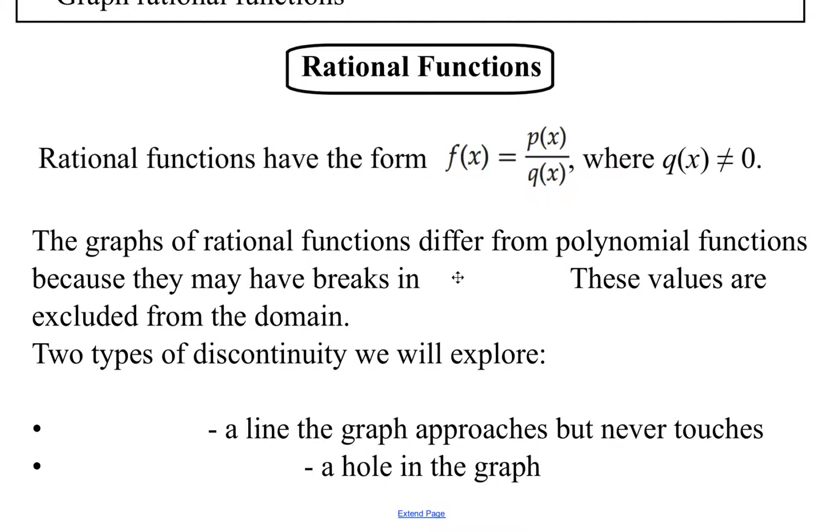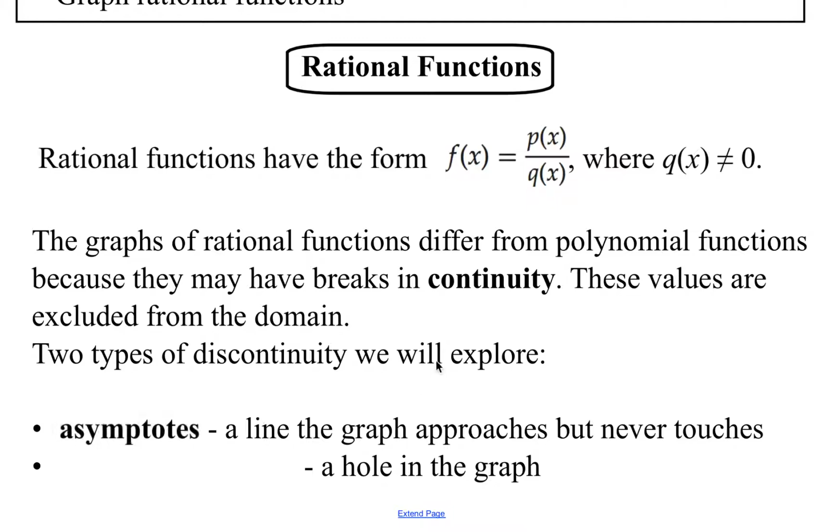And the graphs of rational functions are a little bit different from polynomial functions because they may have breaks in continuity. So all of our polynomial functions were continuous curves. You could put your pencil on a paper and graph the whole thing without lifting up your pencil. But that's not necessarily true for rational functions. We've got a couple of different things that might be excluded from the domain, and those are called discontinuities.